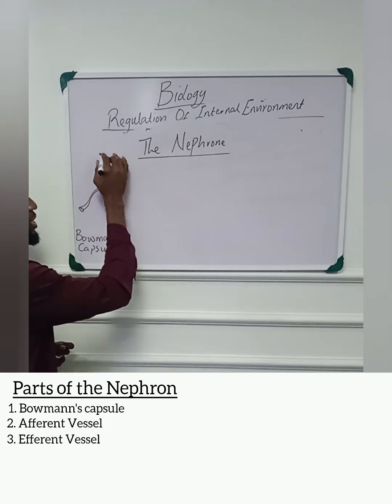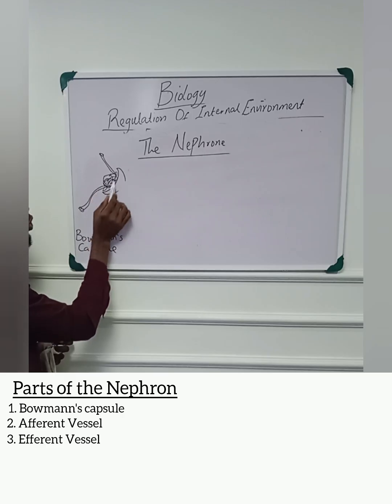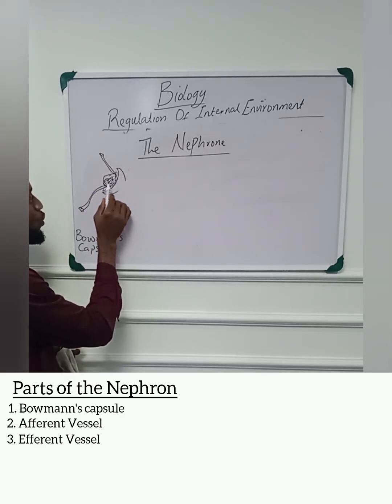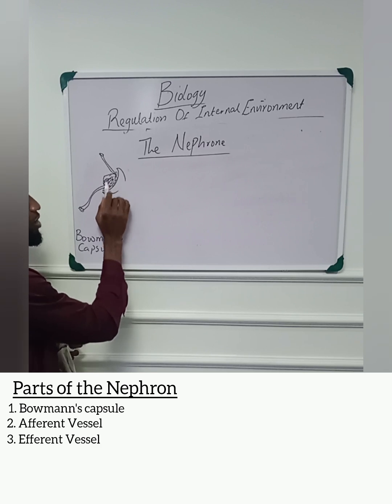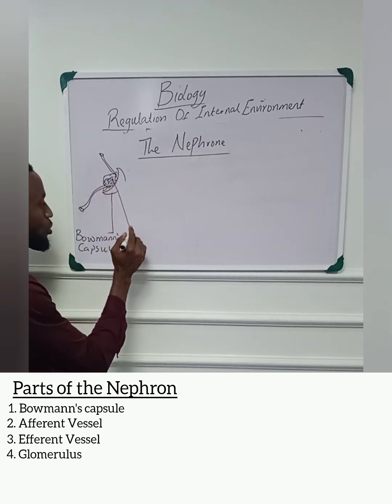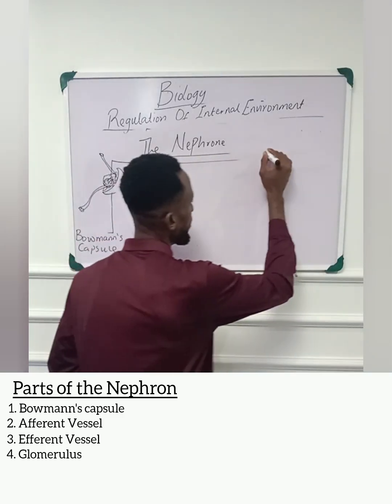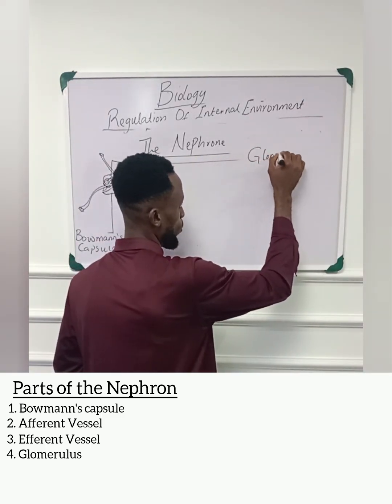So we have the afferent and the efferent, but the whole twisted capillaries here make it difficult for you to differentiate between the afferent and efferent. Right here where the convolution takes place, this is called the glomerulus. Sorry, I don't have space, but let me put it here. Glomerulus.